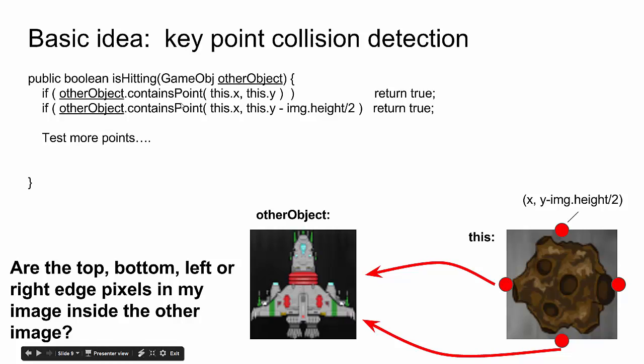You've already written a method called ContainsPoint, or some people called it isHittingPoint. So we're going to ask the other object, do you contain the point? And then we're going to give it one of the xy coordinates for a key point for us. So this.x, this.y returns the xy coordinates of the very center.